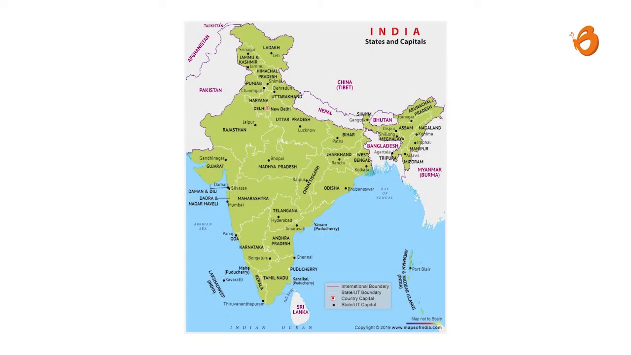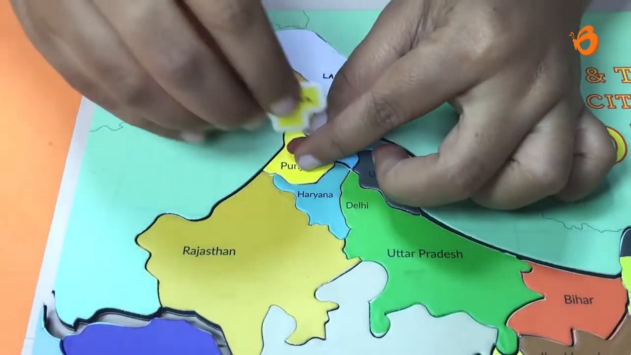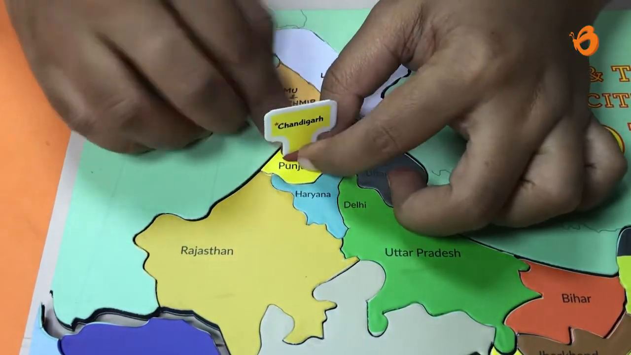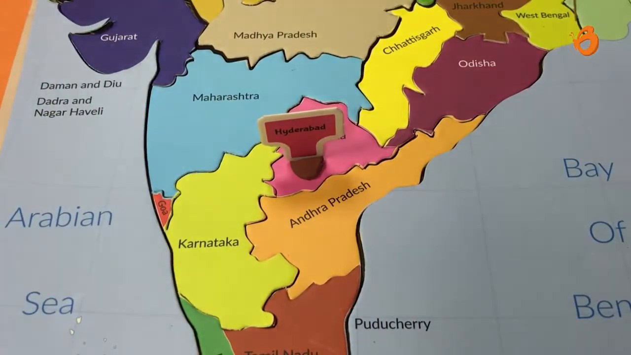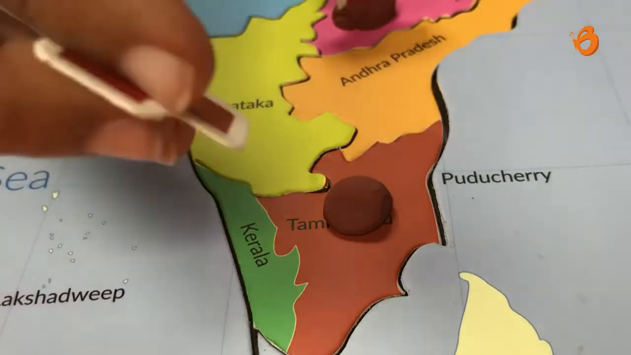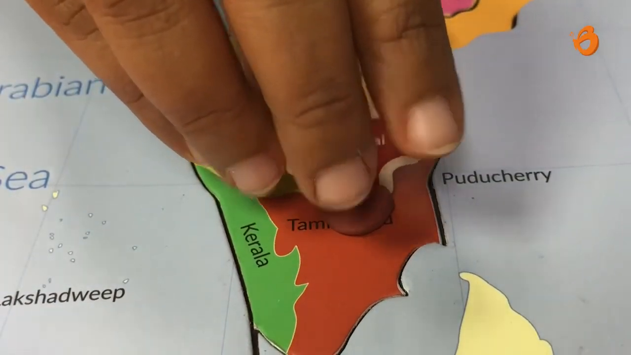Every state is blessed with a capital city, which is the seat of the state government. Activity 2 involves marking the state with the capital city flag. In all, this is an enjoyable way to learn about Indian states and capitals.